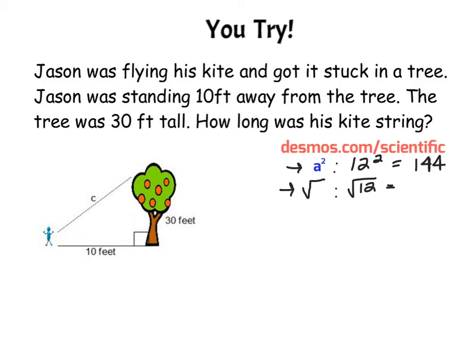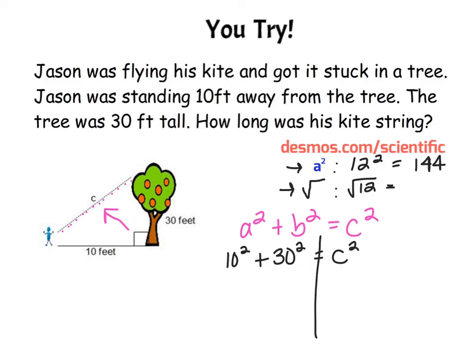All right, so this one gives us a picture, so it's a little easier. So our kite is stuck in our tree, and I want to figure out how long that string is, so right here. So that means I'm looking for C, the hypotenuse. I'm looking for the side that's across from my right angle. So 10 squared plus 30 squared equals c squared. If you plugged in the 30 for A and the 10 for B, that's fine. So you should get 100 plus 900 equals c squared.